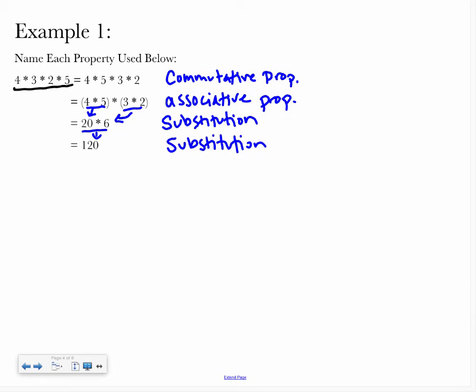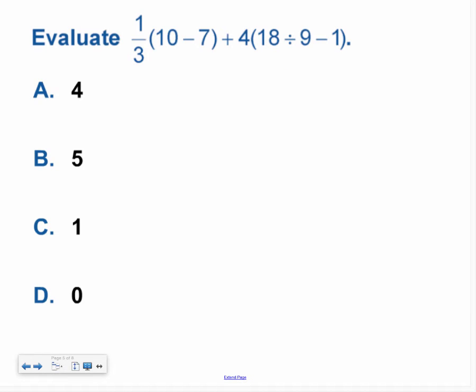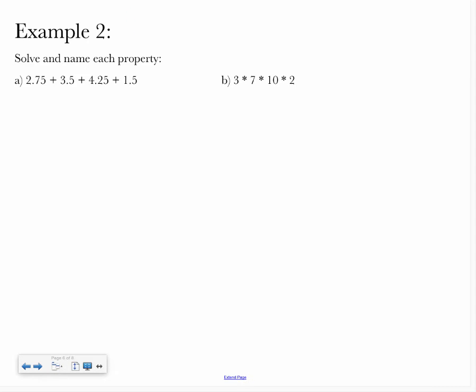Alright, now what I want you guys to do is think about what we just talked about and use different groupings and stuff to solve this problem and see how it goes. Hopefully you ended up with 5 as your answer. If not, be sure to ask either myself or a friend for some help, and we'd be happy to help. Now let's look at example number 2.